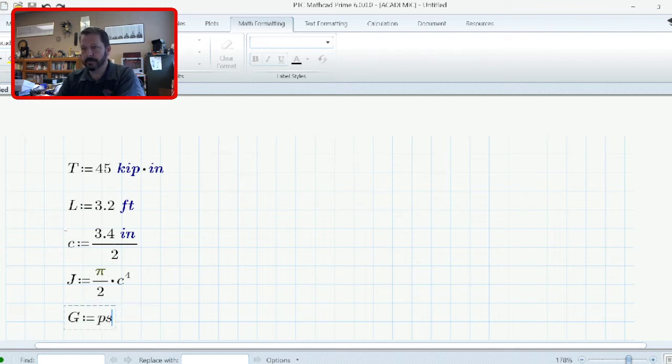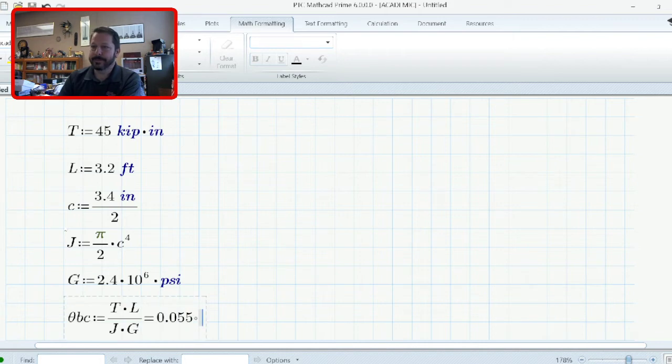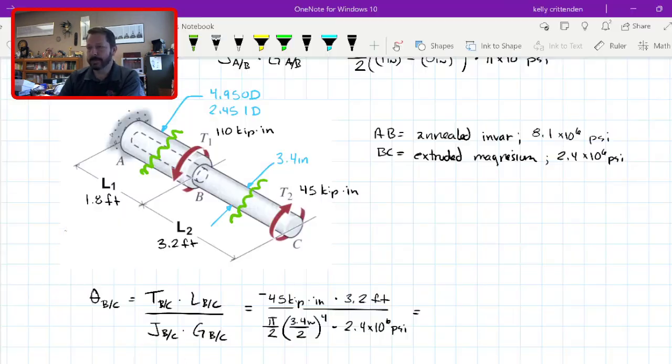Oh, I didn't mean to do that. And then we'll calculate the angle of twist. So we will put a BC on this part so that we have a separate number here. T times L over J times G. Oh, I keep typing over the top of stuff I've already done. TL over J times G. There we go. There's our radian number.